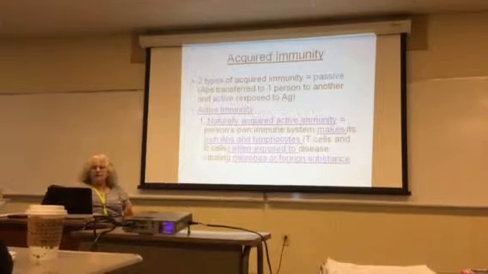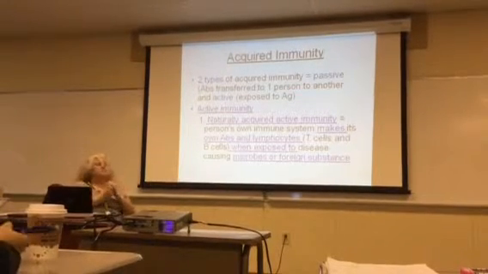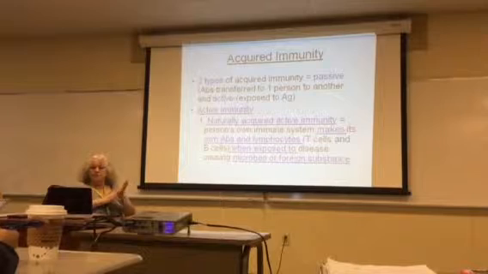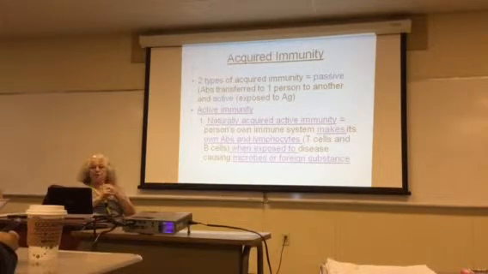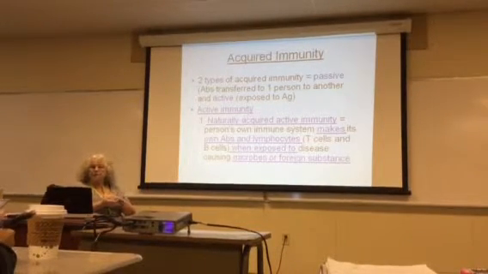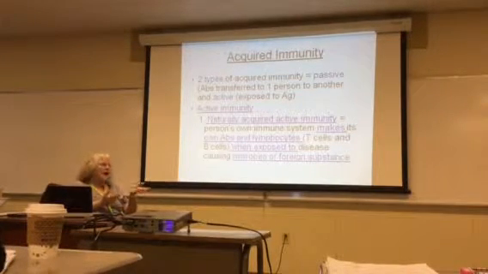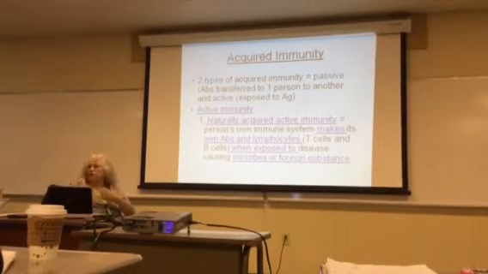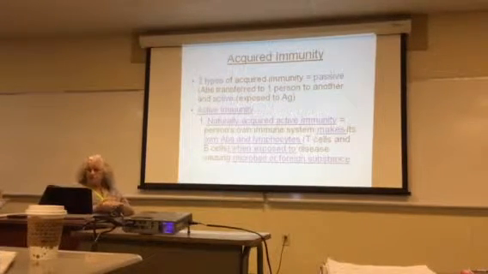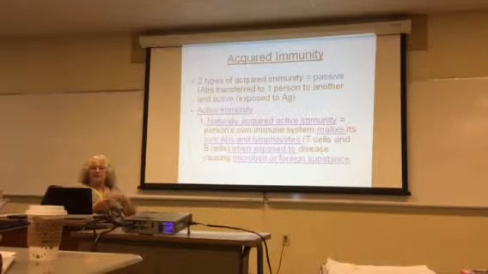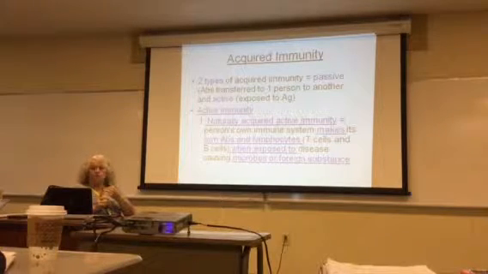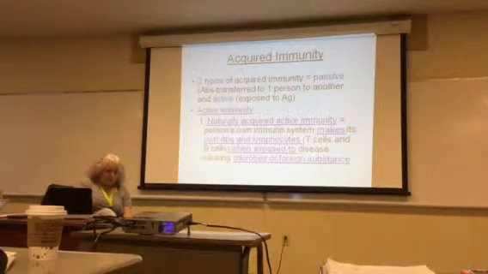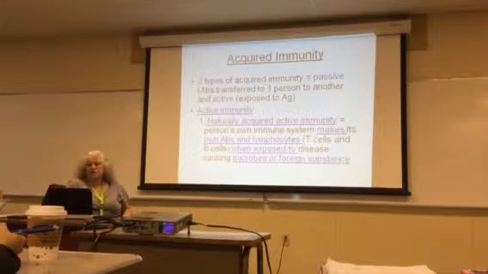There are two types of acquired immunity. It could be passive, where antibodies are transferred from one person to another, or it could be active, where you're actually exposed to the antigen or the disease, which is the antigen. So you can either get immunity passively, usually from your mother, or you can get it actively from the disease.